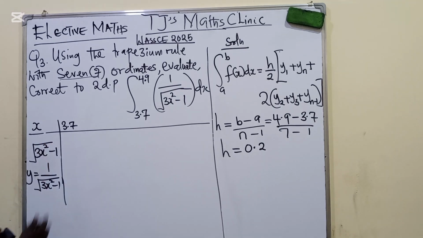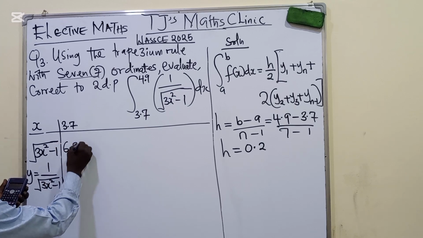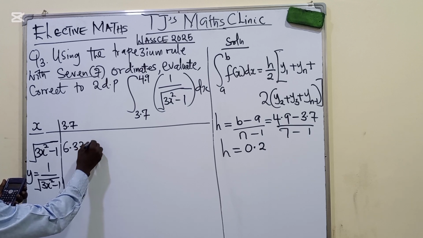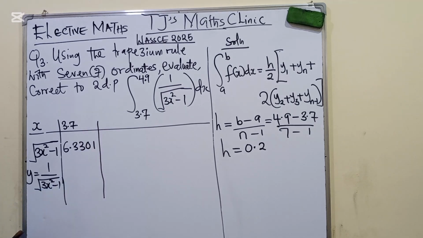Very important. So let's start from 3.7. Let's plug in 3.7 into this. In place of this x, we have 3.7 squared multiplied by 3, then minus 1, that's 40.07. We take the square root of 40.07. What will be the square root? We have 6.33. Let's leave it to 4 decimal places. Let's draw a line like this, very important.